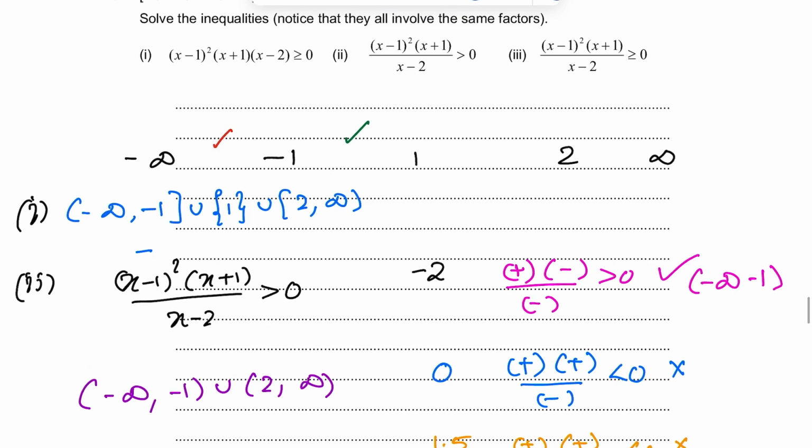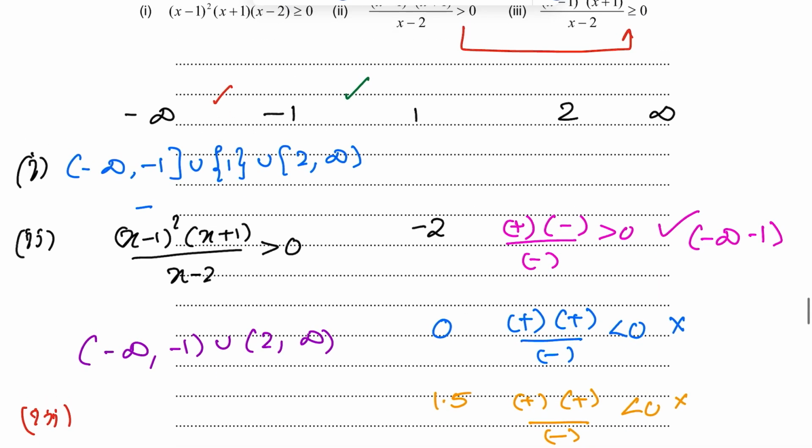Now for part 3. Part 3 is same as part 2, only the difference is nothing but what? It is greater than or equals to 0. So for greater than or equals to 0, we have to exclude the roots of the denominator.